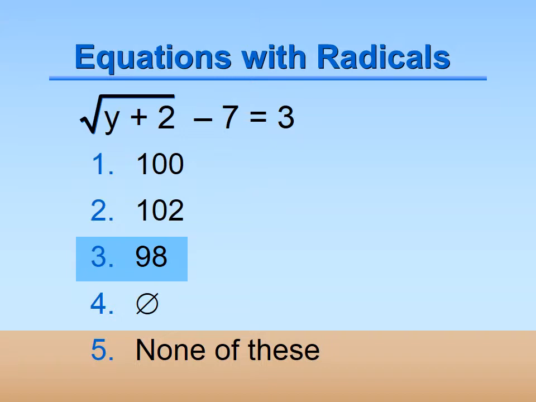All right, you should have gotten option number 3, which is 98. The first thing you should have done is added 7 to both sides. So you would have gotten the square root of y plus 2 equals 10. And then the next step would be to square both sides. So you would get y plus 2 equals 100. So then to solve for y, you would subtract 2, and 100 minus 2 is 98, which is option 3.